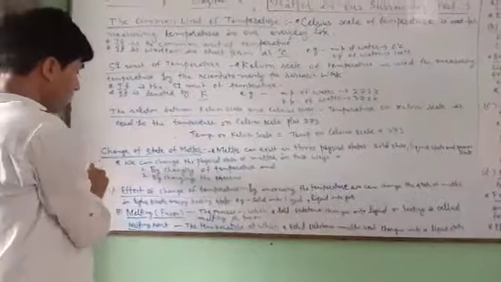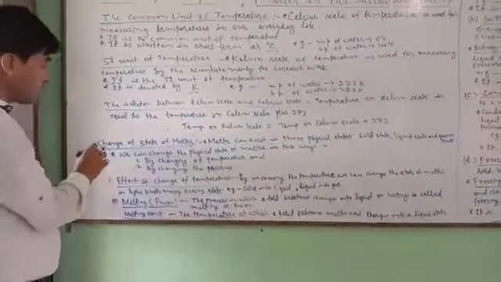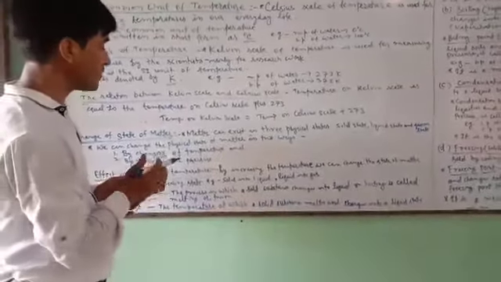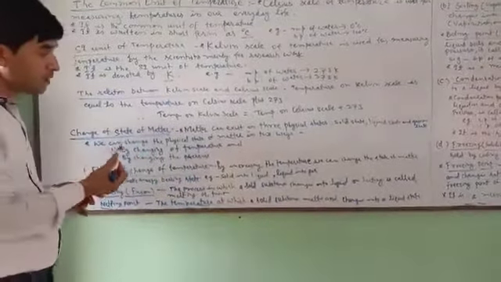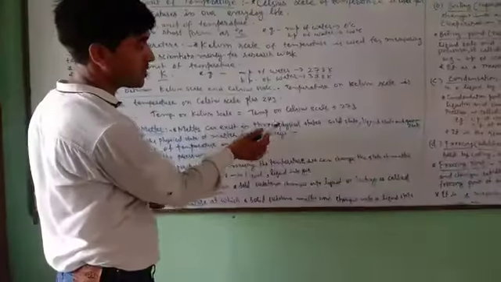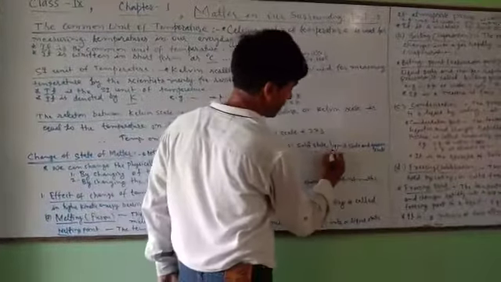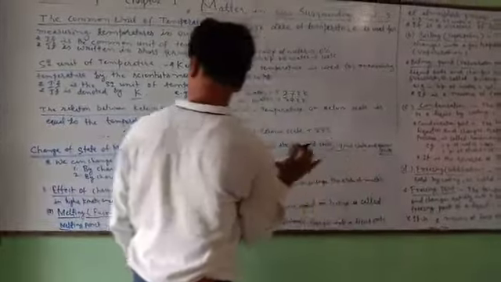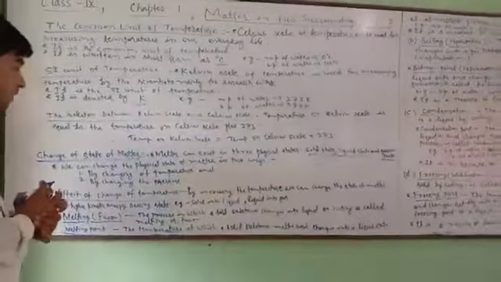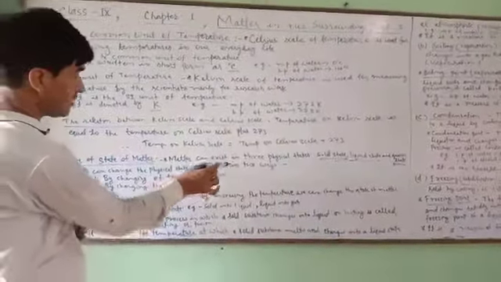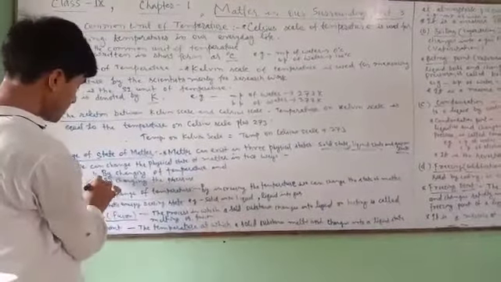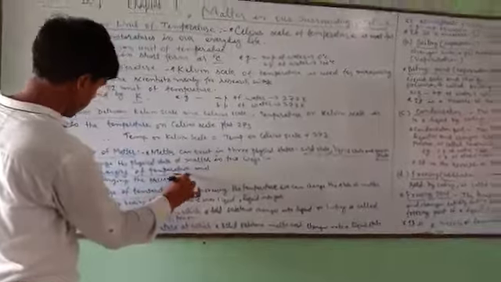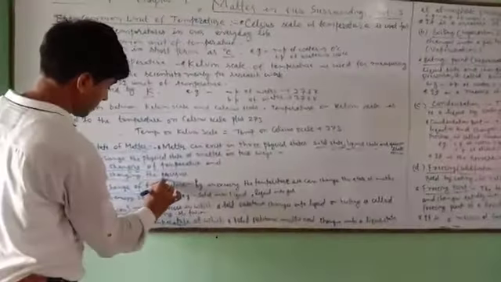Now, we have to know about the change of state of matter. What is the change of state of matter? As we know, matter can exist in three physical states: solid state, liquid state and gaseous state. We can change this physical state of matter in two ways. First, by changing the temperature, and second, by changing the pressure.